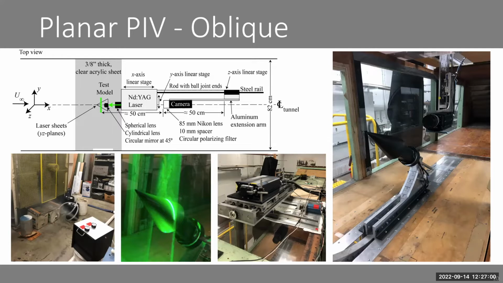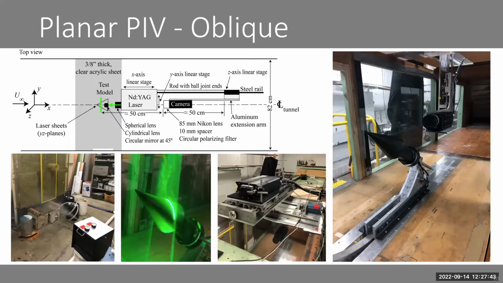What we do is we inject micron-sized DEHS particles with a Laskin nozzle atomizer. These particles are illuminated by overlapping laser sheets generated from a dual pulse laser. This dual pulse laser is mounted on the wind tunnel ceiling above two linear stages. This allows for traversing along the X and Y directions, and precisely aligning the laser sheet where we want it to be. The laser sheets are turned into the test section through an acrylic test section ceiling, and images are captured by this high-speed camera that's mounted inside of the test section about 50 centimeters downstream.